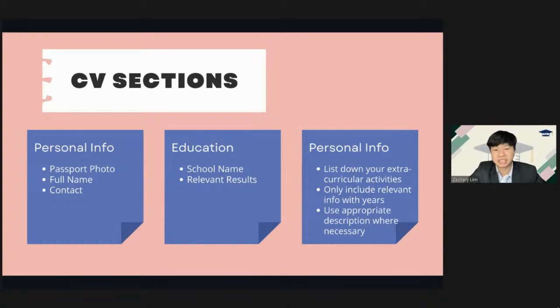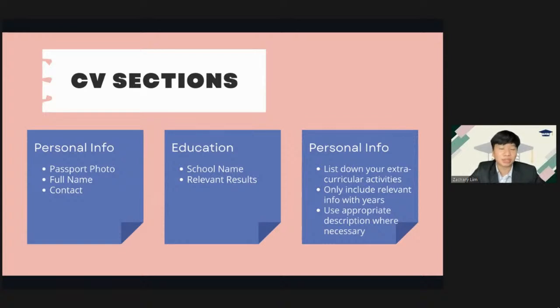So coming to the last section, it's your personal info. In this one, essentially, you just have to list down your extracurricular activities. And as I said, only include relevant info with years. Basically, what that means is to use the 5-year rule period to list down your activities. Anything beyond that, don't even care to put it in your CV, and use appropriate description when necessary.